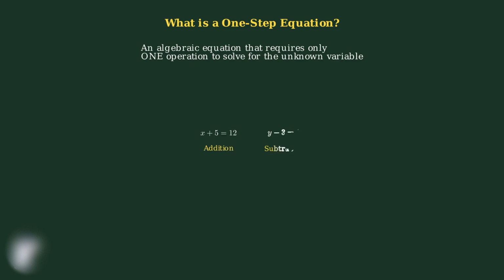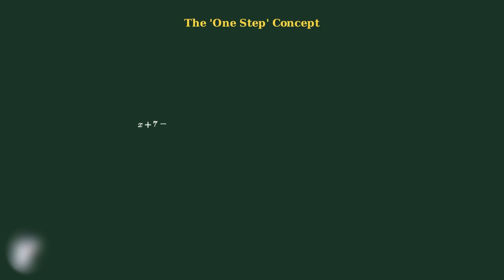Here are four examples of one-step equations. Notice how each equation involves just one operation with our variable. We have addition, subtraction, multiplication, and division. Each of these can be solved with exactly one step. Let me show you what we mean by one step.